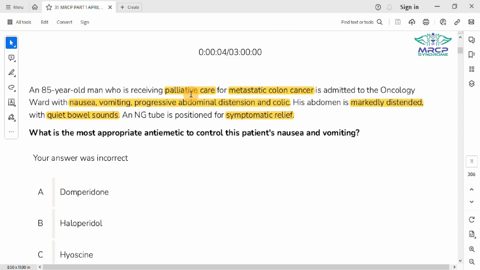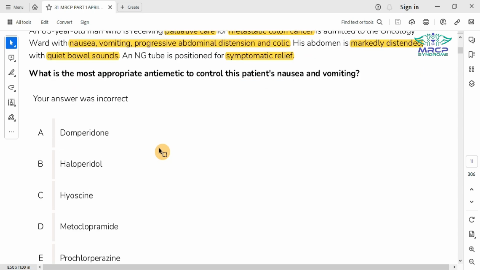Also, a palliative care patient with metastatic colon cancer presented with features of nausea, vomiting, progressive abdominal distension, and colic. So what should be the most appropriate antiemetic to control the patient's nausea and vomiting? So which one would be most appropriate?